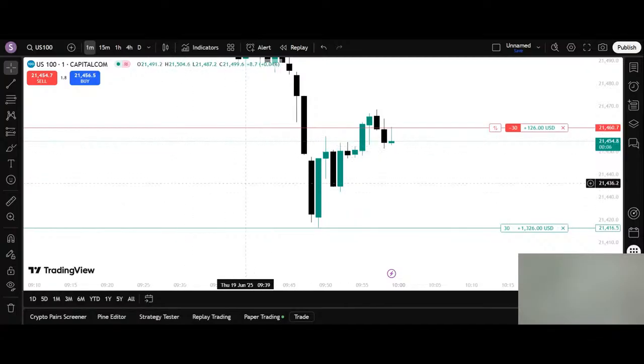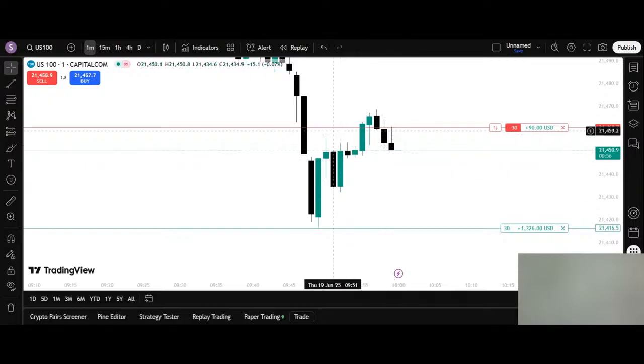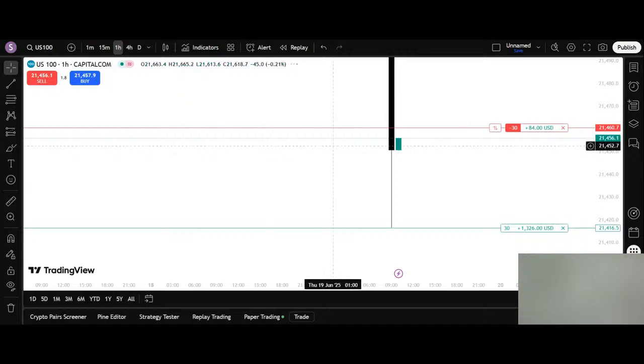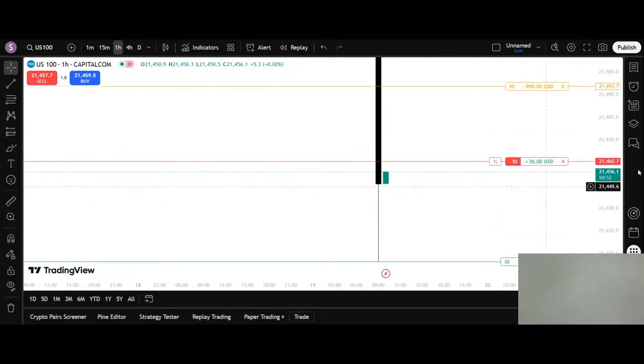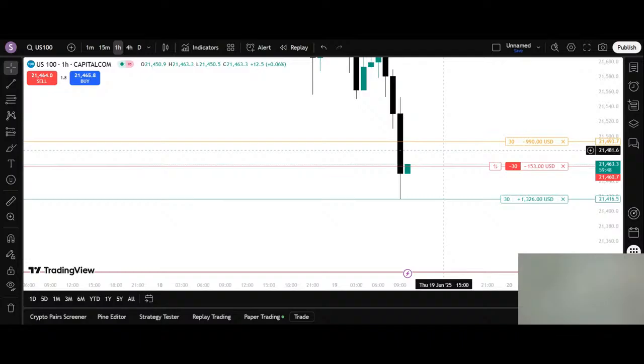10 seconds left now. It has closed. Third FVG. This is the one. The candle has closed bearish. I'm gonna wait for it.